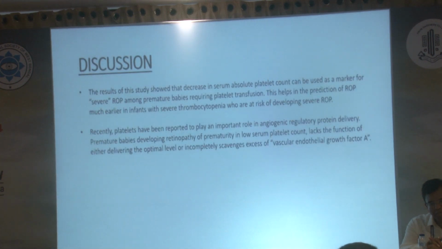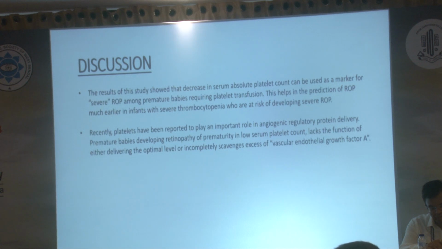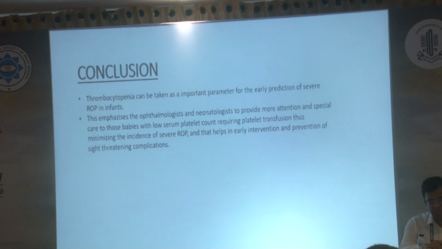Discussion: the results of the study showed that a decrease in serum absolute platelet count can be used as a marker for severe ROP among premature babies requiring platelet transfusion. This helps in the prediction of ROP much earlier in infants with severe thrombocytopenia who are at risk of developing severe ROP. Recently, platelets have been reported to play an important role in angiogenic regulatory protein delivery. Premature babies developing ROP with low serum platelet count lack the function of either delivering the optimal level or incompletely scavenging the excess of vascular endothelial growth factor A.